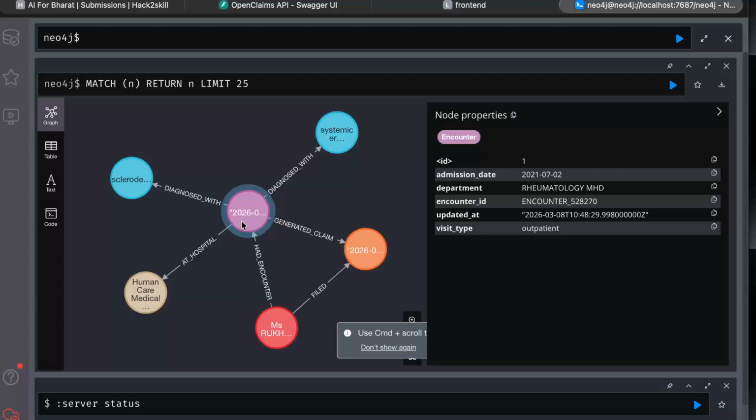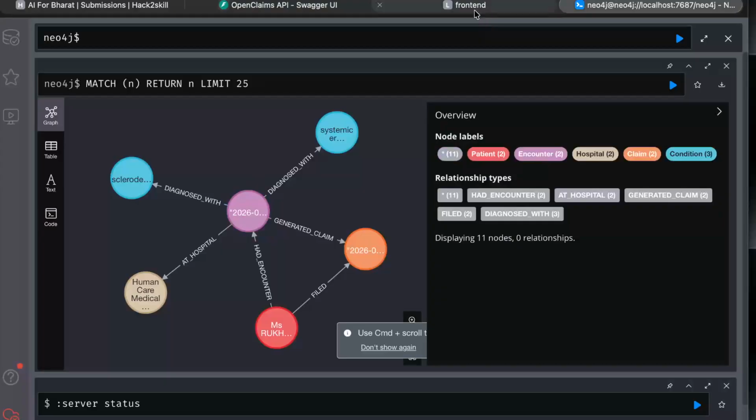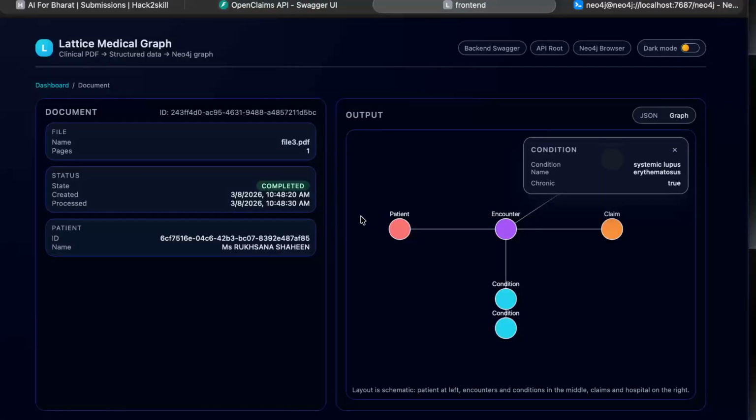We plan to enable a natural language interaction with the health graph. For example, what is this patient's diabetic history? Show the cardiac related visits over the last 2 years. Because the data is structured relationally, we can perform multi hop queries across time.